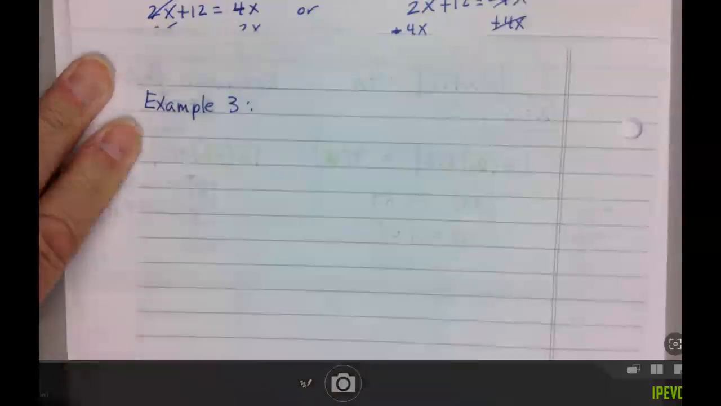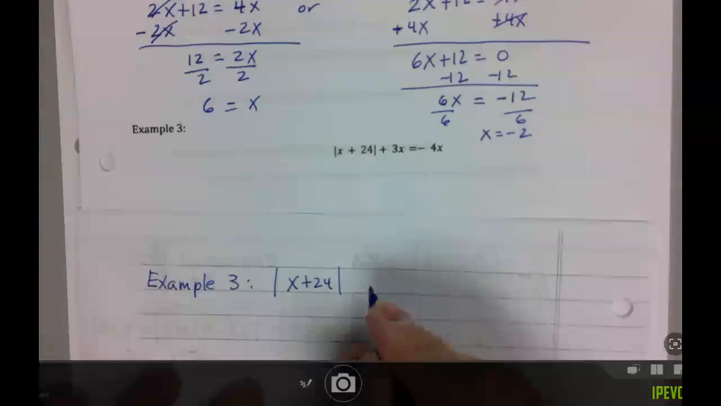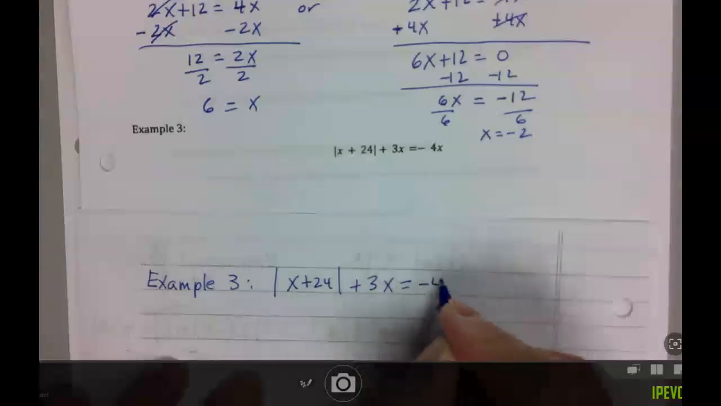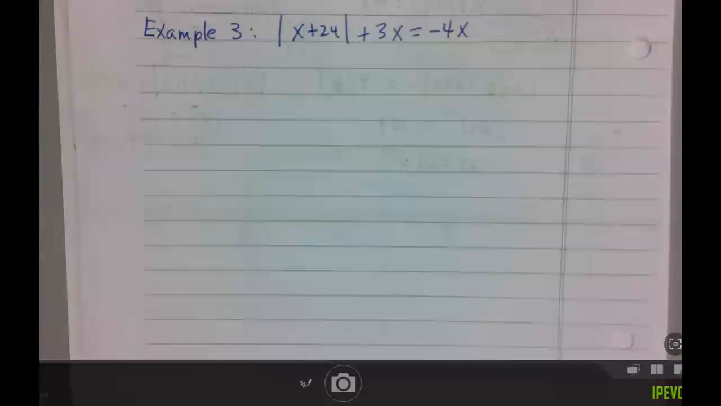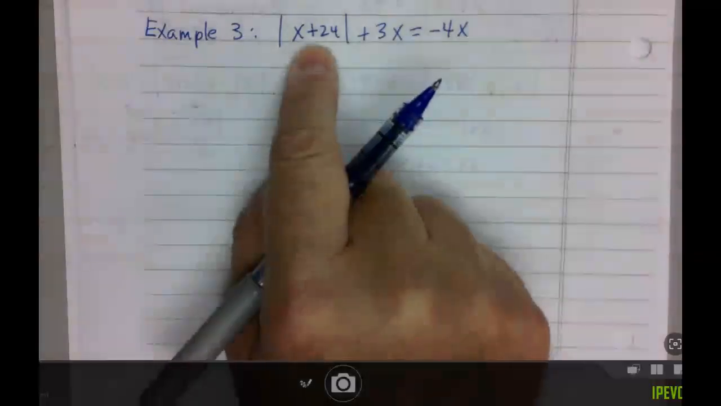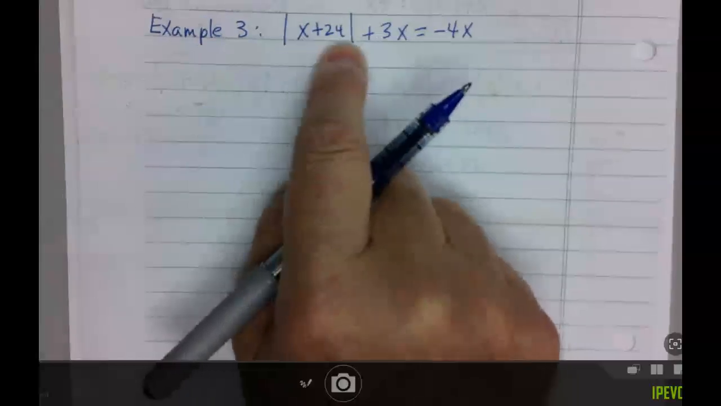Okay. I'm going to do it right here for you. We have the absolute value, or the distance of x plus 24 plus 3x equals negative 4x. Is that what you have on your paper? Correct? So what do we have to do first? We have to isolate the absolute value. Now, I've done this, I'm as old as dirt, kids. I'm just telling you, the mistake that kids make is they forget to isolate that thing first. That's what you have to do first before you write your two equations. Or you'll get the wrong answer. I'm just telling you. Okay?